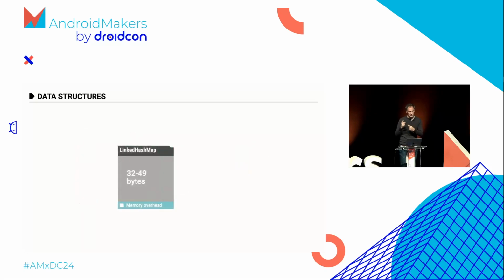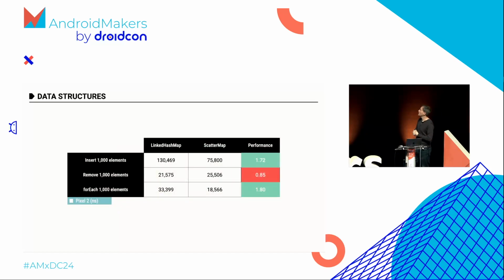So memory usage, we go from 32 to 49 bytes of overhead per entry in the map, down to 1 byte of overhead in the map. So we save a lot of RAM. And then if we compare performance, to insert elements, not only do we not allocate memory, but we are like 1.7 times faster. Removing elements is a bit slower because we have to do a bit more management. And iterating over all the elements is 1.8 times faster.